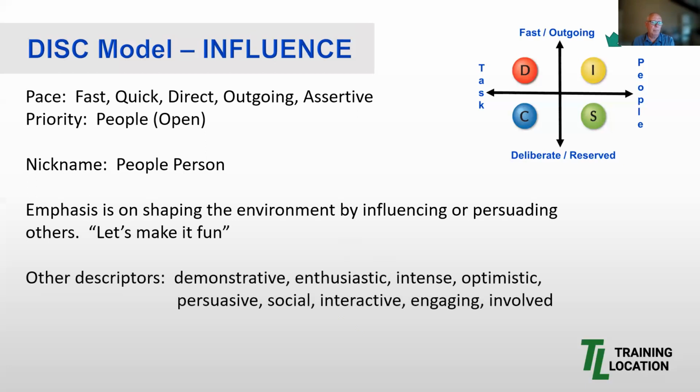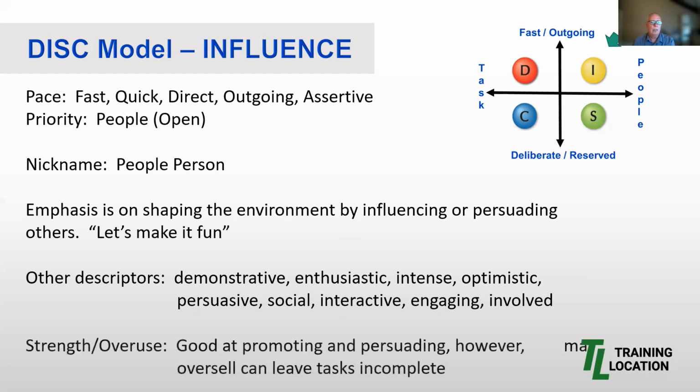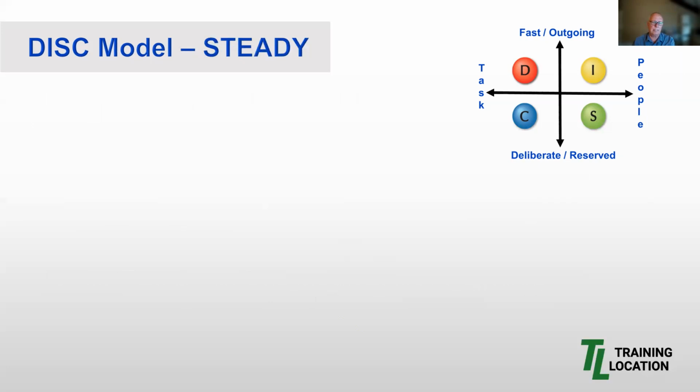Other descriptors to help you might include demonstrative, enthusiastic, intense, optimistic, persuasive, social, interactive, engaging, involved. And their strength and potential overuse might be good at promoting and persuading. However, they may oversell and can leave tasks incomplete. Next, let's move on to the S style or steady.